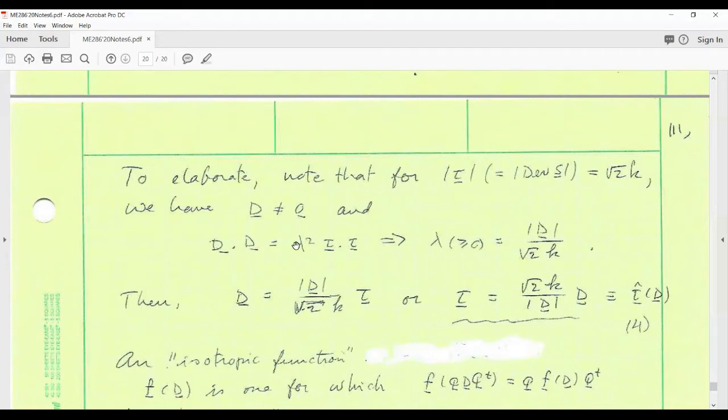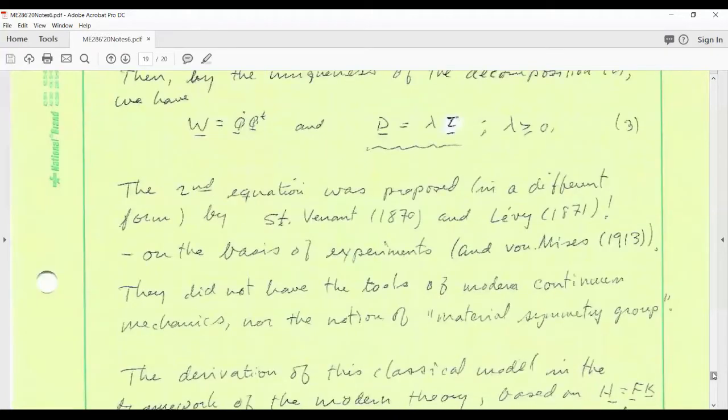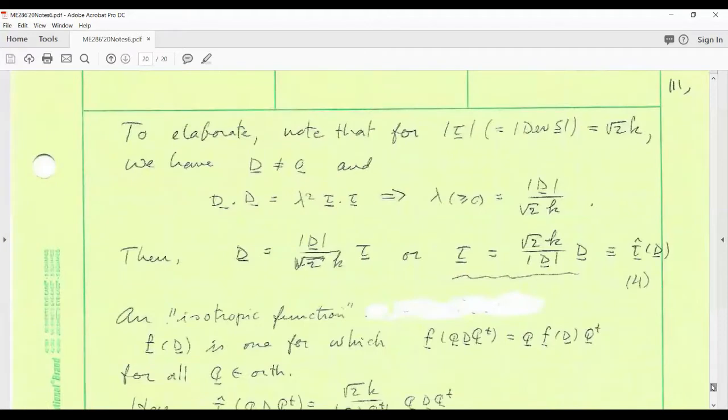Okay, so if you look at the flow rule that says D is lambda tau, take the inner product of that equation with itself, you get lambda squared tau inner product tau. Tau inner product tau is the square of the norm, which is 2k squared. Solve this equation for lambda. Remember, we require lambda to be non-negative in the flow rule. Solve for lambda, take the non-negative root, and you get this. And so the flow rule tells you this, or you can solve for tau and you get this expression here. So this is the stress given explicitly as a function of the rate of deformation tensor. And that only applies when the norm of tau equals root 2k.